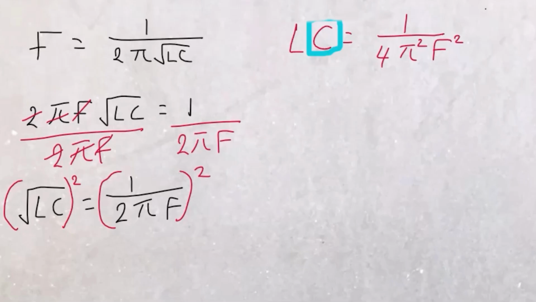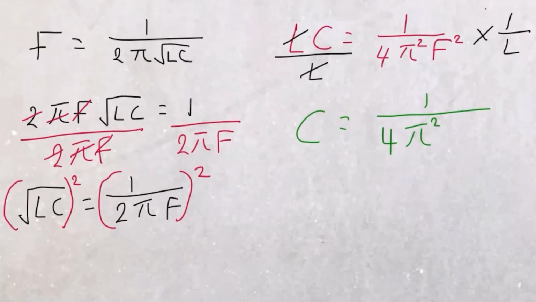In order to make C stand alone, we have to divide both sides by L. L will cancel L, and this division sign will change to multiplication. L over 1 will become 1 over L, and we have this as our final answer.